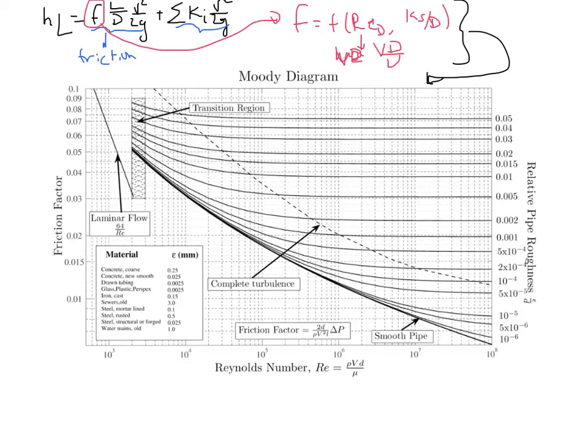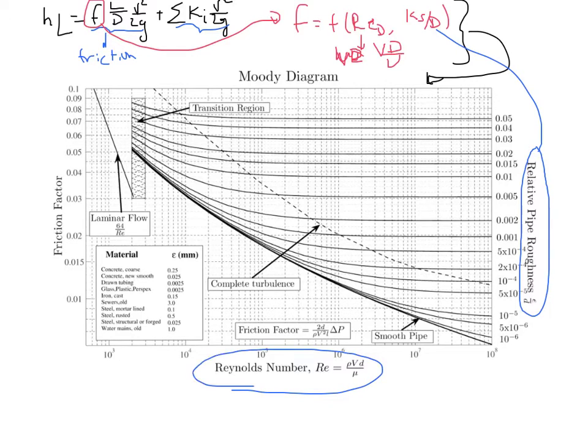I want to take a minute or so to talk about how we navigate the Moody diagram. On the right-hand side, we have the pipe roughness, ks over D, or in this one, epsilon over D. On the x-axis, we have the Reynolds number, the pipe Reynolds number, V D divided by kinematic viscosity, or as they've written it here, absolute viscosity and density get involved. The left-hand side is the friction factor that we're seeking. So how do we go about reading this diagram?